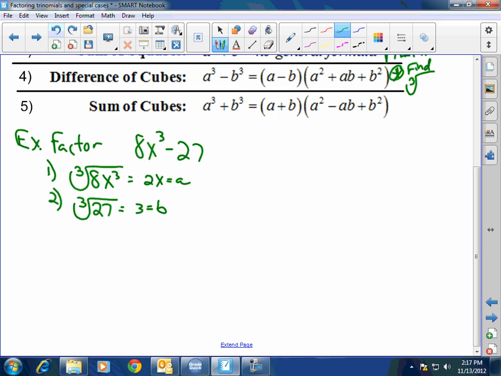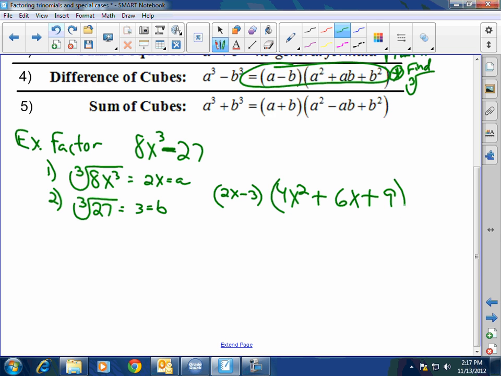Now, please follow the directions here. Check it out. A minus b, because this is a minus, right? So a minus b times a squared plus a times b plus b squared, which is 9. Not bad, right? Pretty easy.